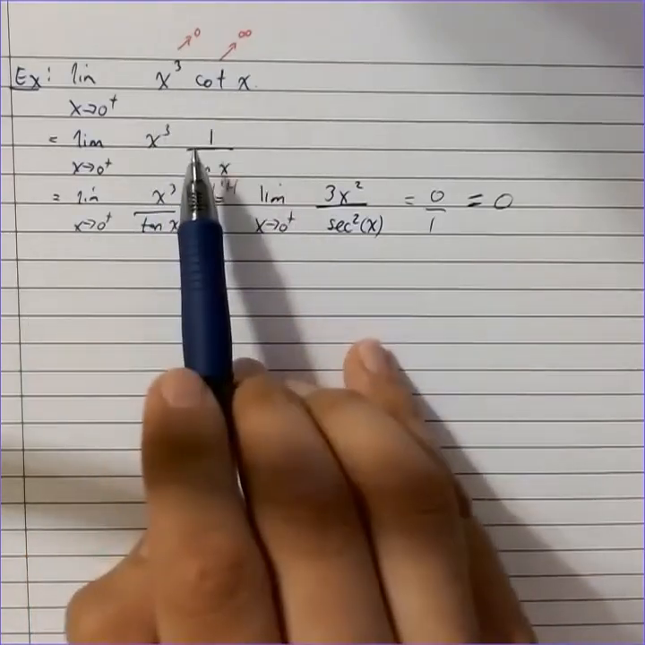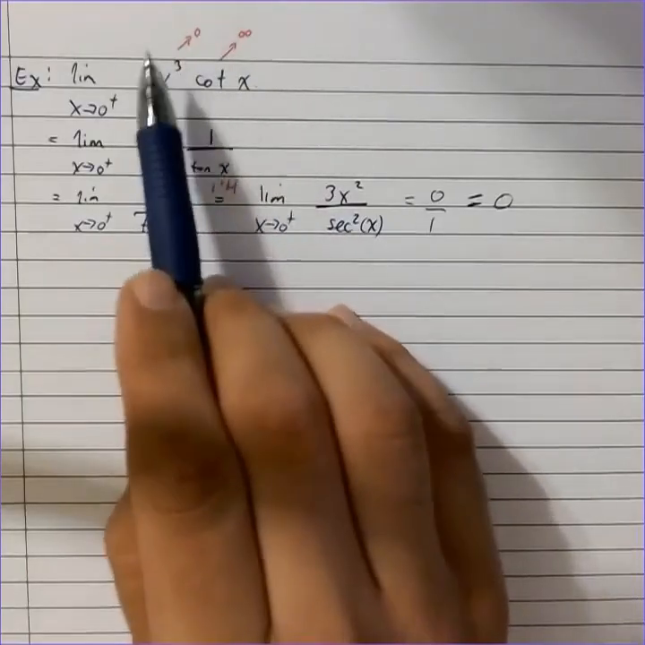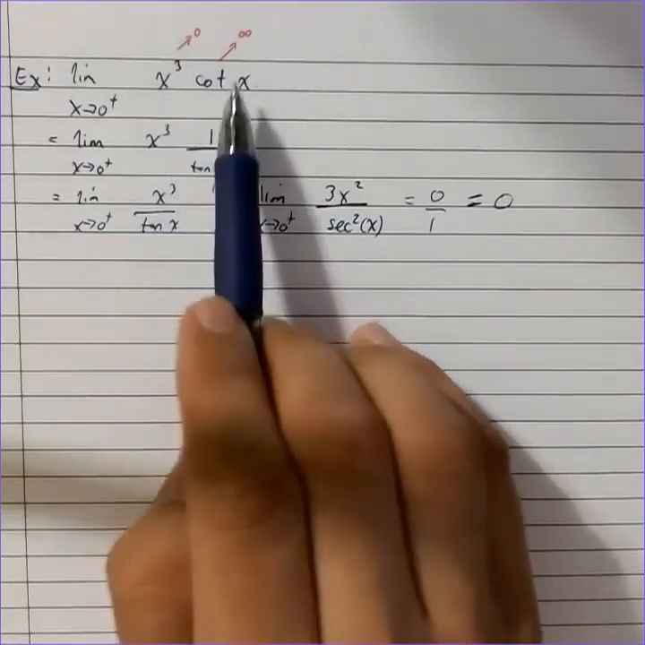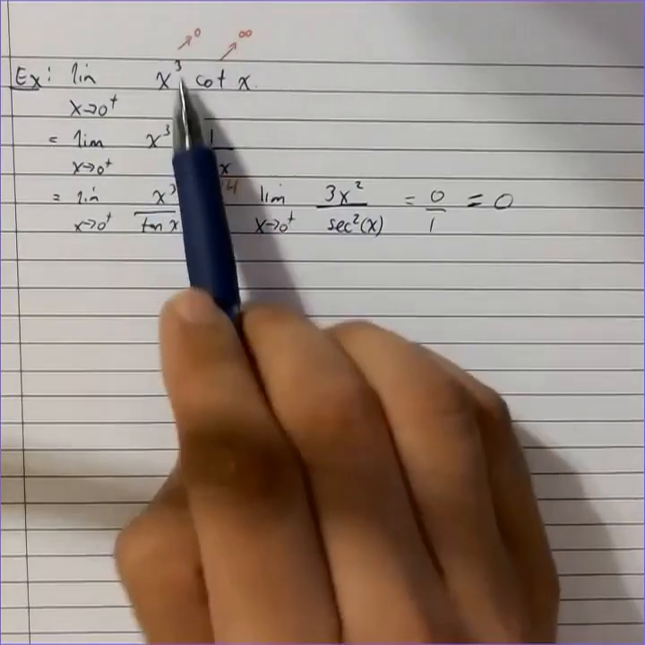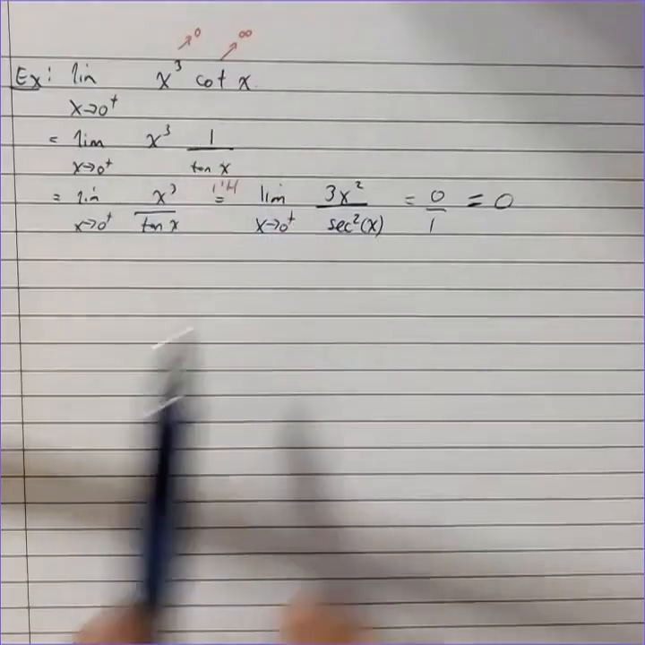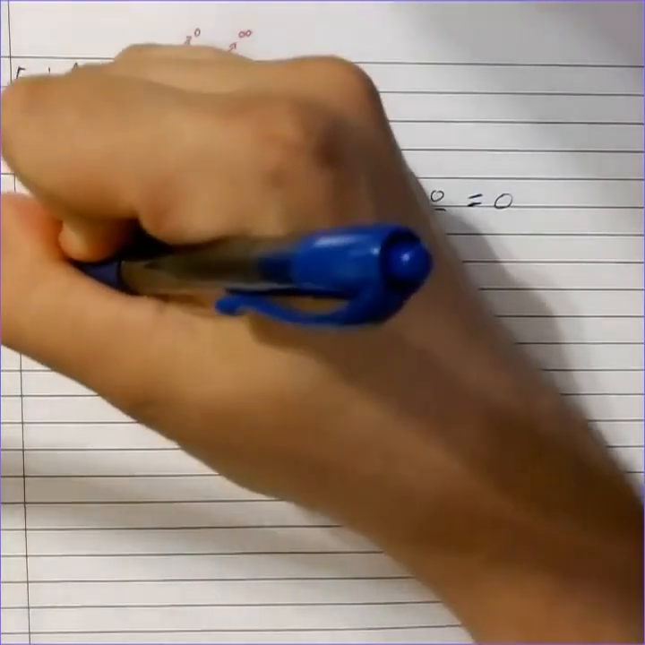Which one do you want to reciprocate? That's up to you. In this case, I went with this one because I didn't want to have a reciprocal function and a trig function. I'd rather stick with just polynomial and trig. But if I had flipped this one instead of this one, I would have gotten the exact same result. So just pick whichever one you feel like reciprocating. Let's take a look at another example.